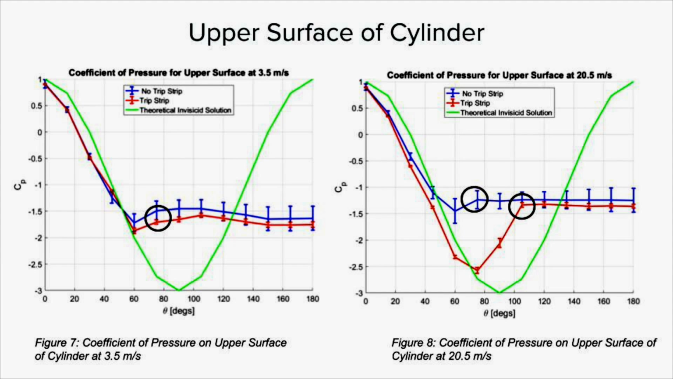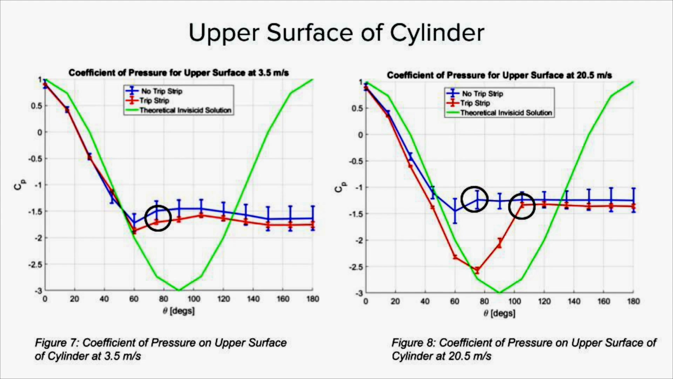The reason for this is that the theoretical plot assumes a laminar flow that stays attached to the cylinder at all times. In the experiment, the flow separated around 75 degrees for all experimental trials except for the case of 20.5 meters per second with a trip strip applied. The trip strip caused the boundary layer to be turbulent, which kept the flow attached to the cylinder surface longer than the trials without the trip strip.